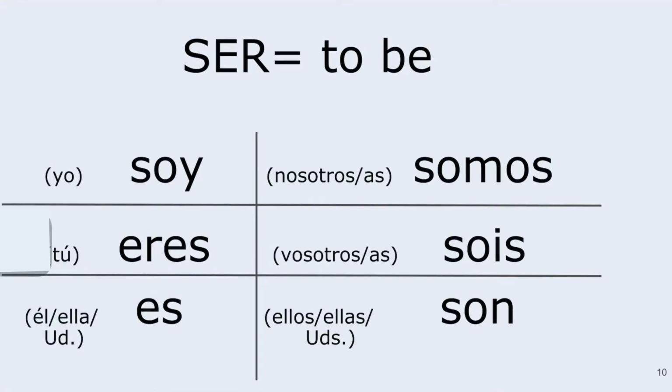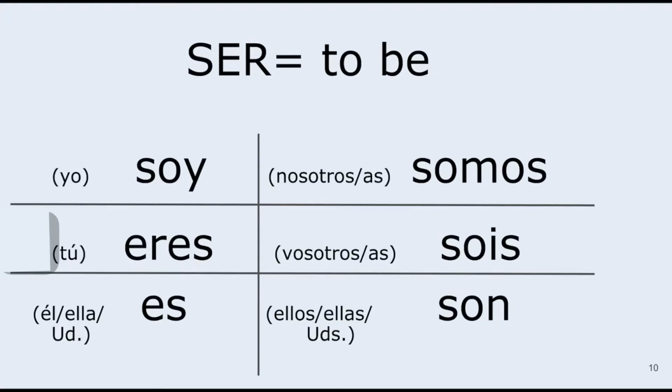Also, if you were to go across the top row, this is the first person. I am, we are. Across the second row, second person. Tú eres, you are. Vosotros, vosotras sois, you all are. And the third row, él, ella, usted es, or ellos, ellas son, he or she is, or they are. That's the third person. And then usted and ustedes is included in this conjugation box as an exception.